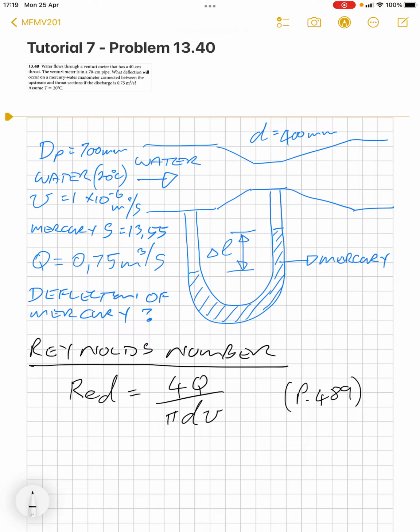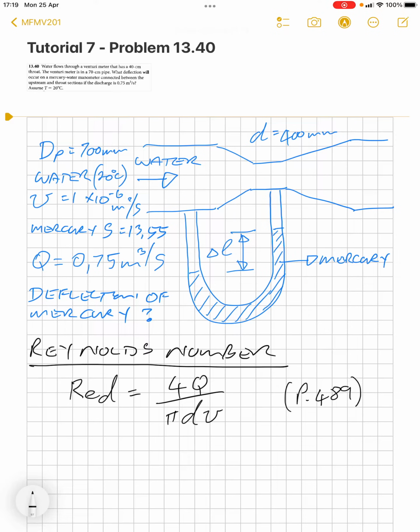So I have drawn an illustration of what the problem will look like. There's a venturi, the water is flowing from left to right. The throat is 400 millimeters or 40 centimeters. The pipe diameter is 700 millimeters or 70 centimeters. We're also given the discharge of 0.75 cubic meters per second. We're told that water is 20 degrees C, so we can look up the kinematic viscosity, 1 times 10 to the minus 6 meters squared per second. You can see the mercury manometer connected, and we're asked to calculate what is that deflection.